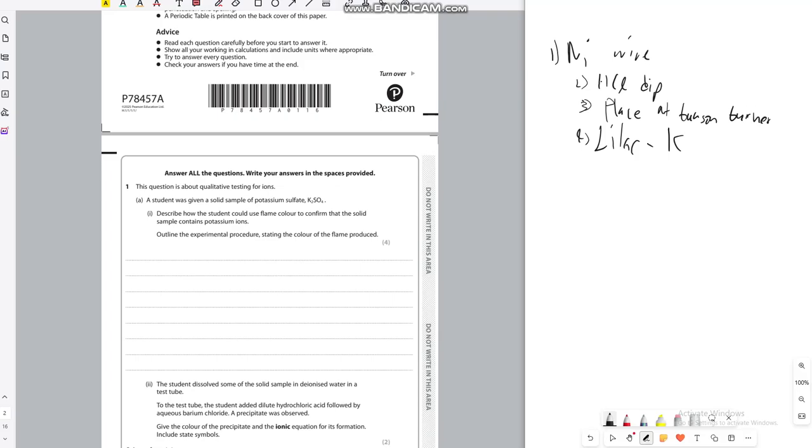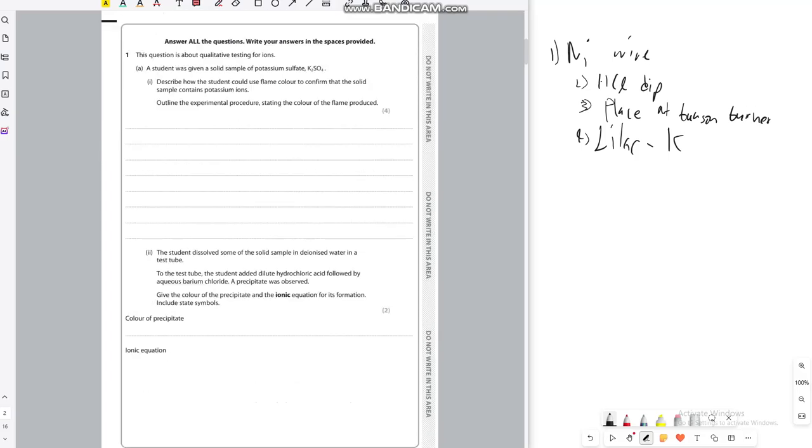Alright, we'll move to the next question. The student dissolved some of the solid sample in deionized water in a test tube. To the test tube, the student added diluted hydrochloric acid followed by barium chloride solution. A precipitate was observed. Give the color of the precipitate and the ionic equation for this formation, include state symbols. So they say barium is there. Here there is a sulfate. So we know that barium sulfate is a precipitate. So I assume that's what they expect.